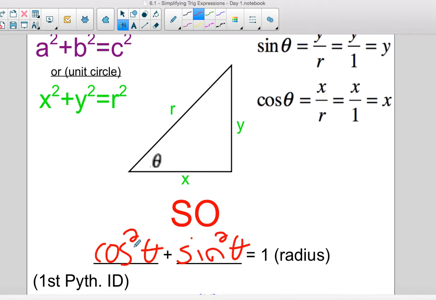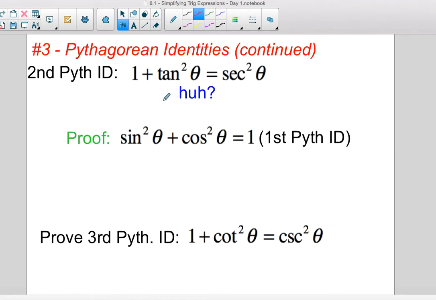And this is commutative. It could be sine squared theta plus cosine squared theta, which you might see that way. You could rewrite it, if you subtract cosine squared theta, or if you subtract sine squared theta, you can rewrite this equation in different ways. And you want to be comfortable with those ways, but that's essentially the first Pythagorean identity. And there are two more, which we'll go through. And actually, the third one's given to you as well.